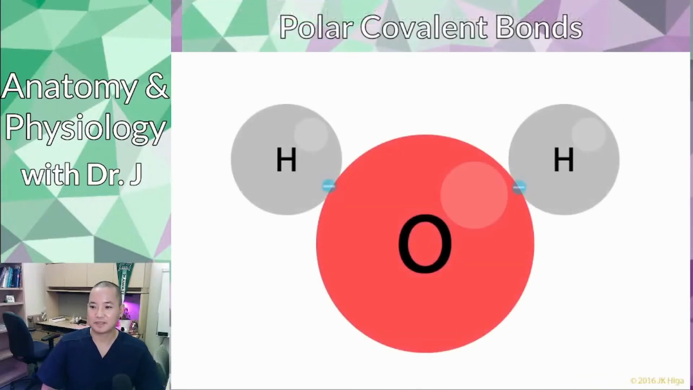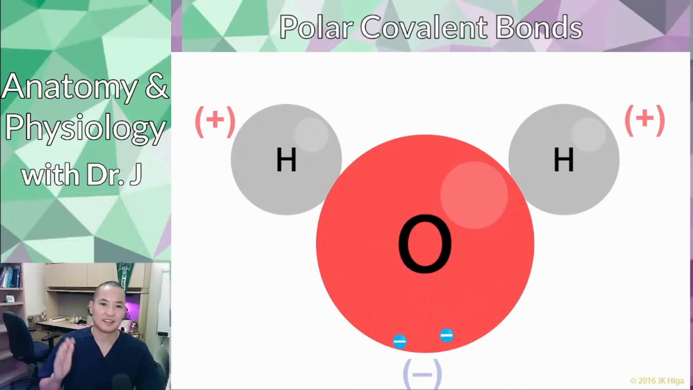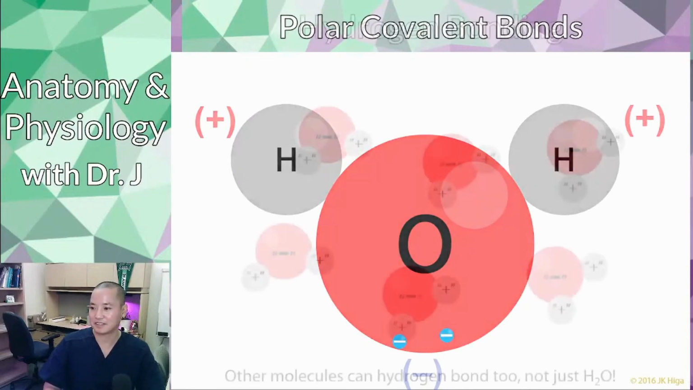Now, these polar covalent bonds, again, why? Because oxygen likes to hold on to electrons a little more than the hydrogen does. So with these electrons spending more time here, oxygen is a little negative, thus making each hydrogen a little positive.